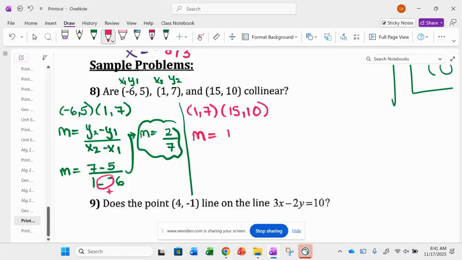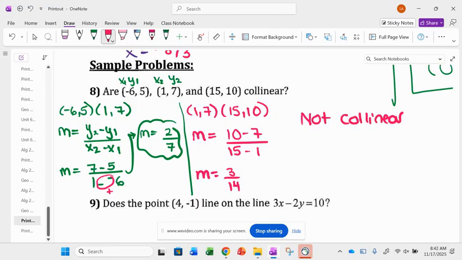So I'm going to do 10 minus 7 over 15 minus 1. So 10 minus 7 is 3. 15 minus 1 is 14. Can I stop here? Yeah, because I got 2 different slopes. Let's say I got the same slope. Could I have stopped there? No. What then would I have had to check? You got it. And then if all of those were the same, then we'd be collinear. But we can stop the minute one slope is different. So we're going to say not collinear because different slopes.